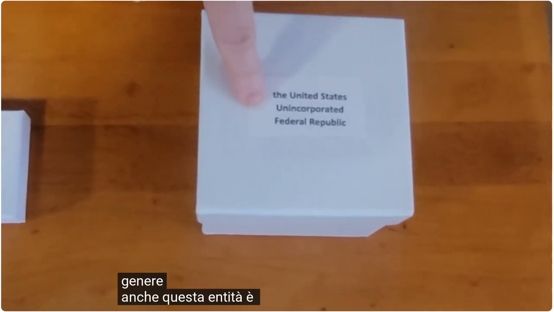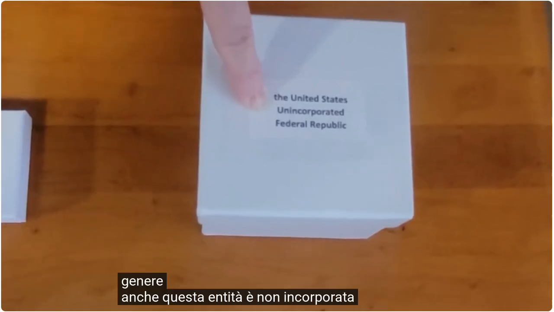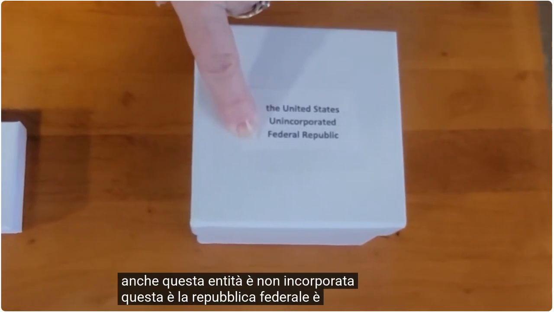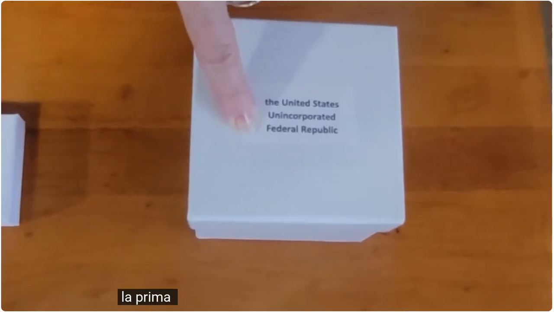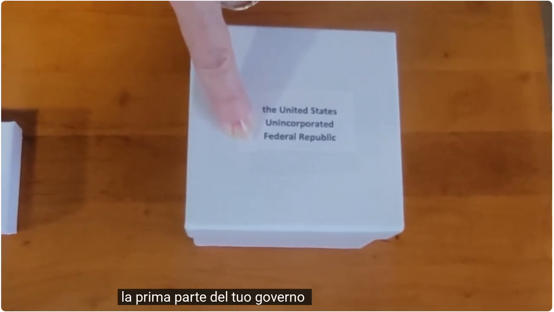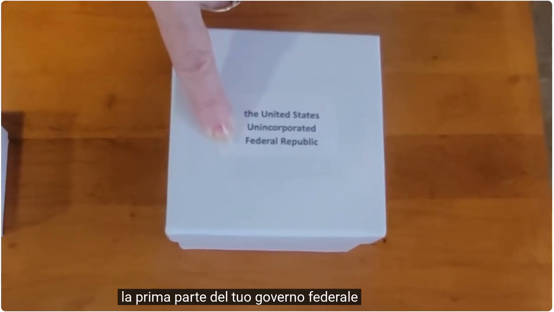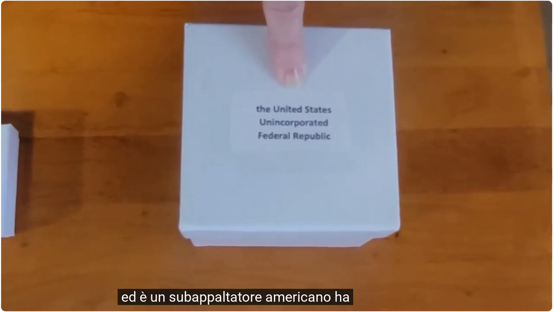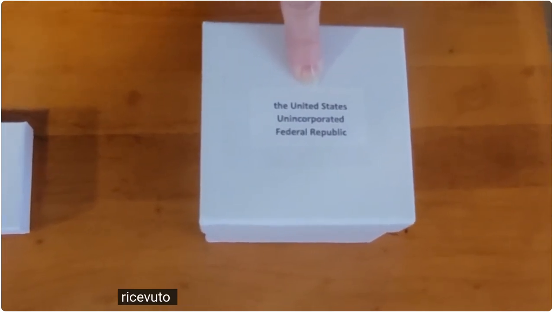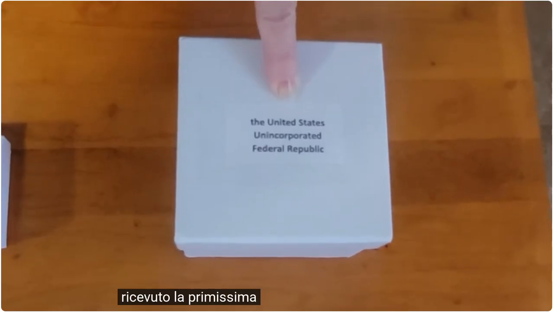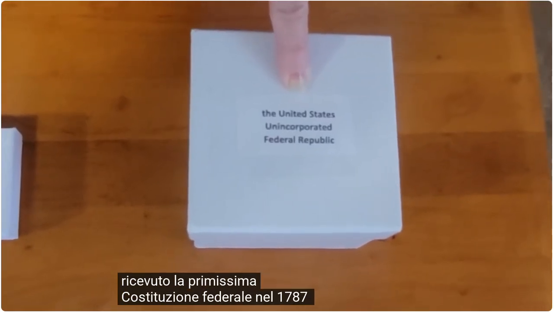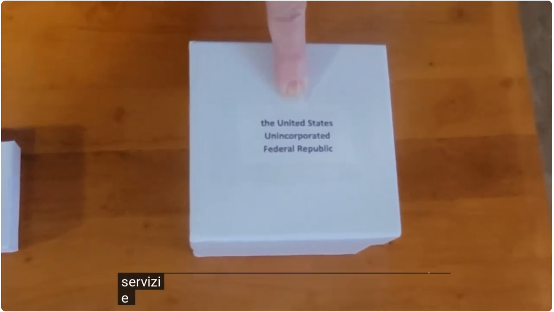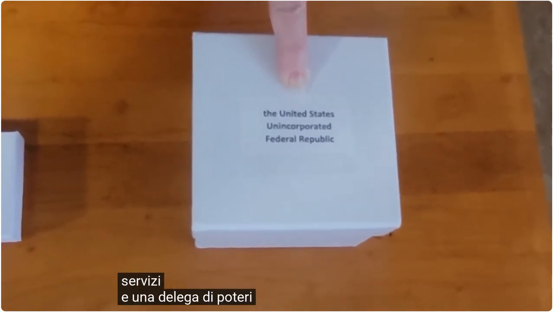This entity, too, is unincorporated. This is the Federal Republic. It's the first part of your federal government, and it is an American subcontractor. It received the very first federal constitution in 1787 as a contract for services and a delegation of powers.